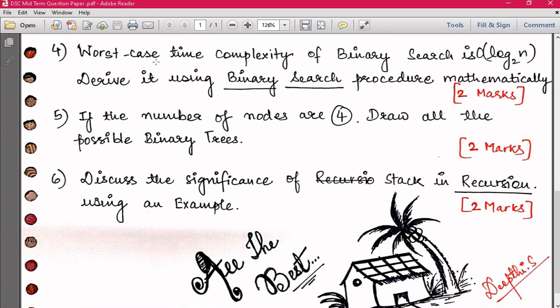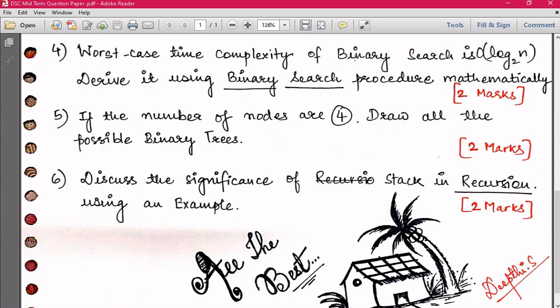Fourth, the worst case time complexity of binary search is log n base 2. That we know, right? This is already mentioned in the question, but what you need to do is derive it mathematically using the binary search procedure. So simply, you will make an array. Let's say you are making an array of 10 elements. The array size is 10.